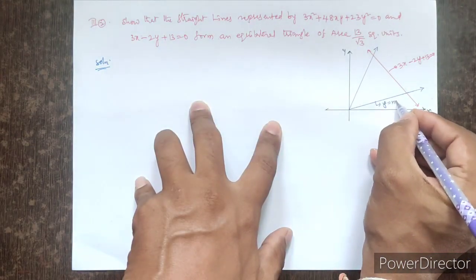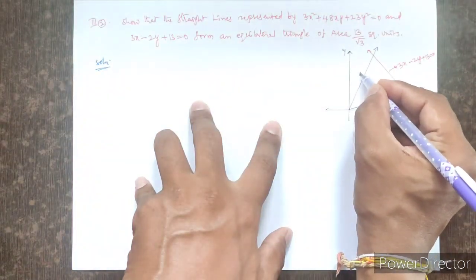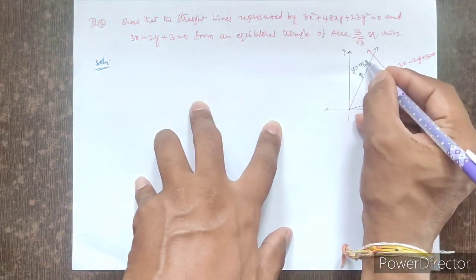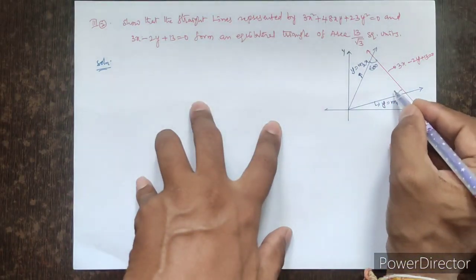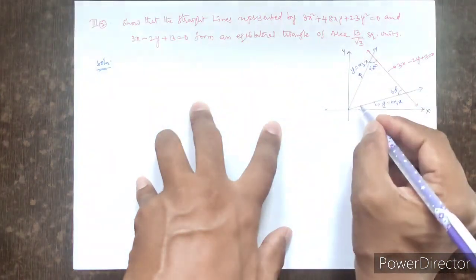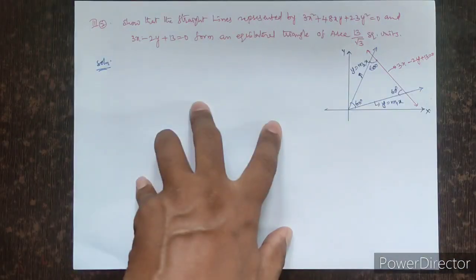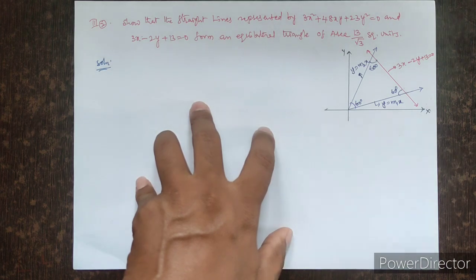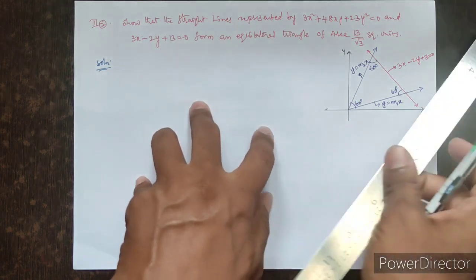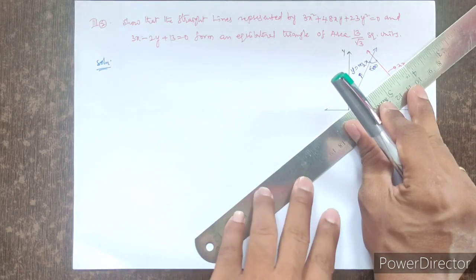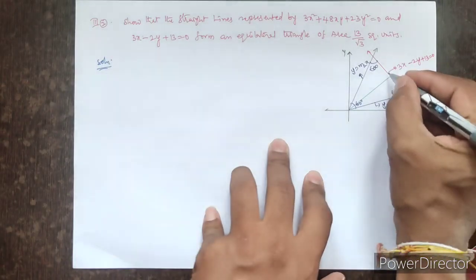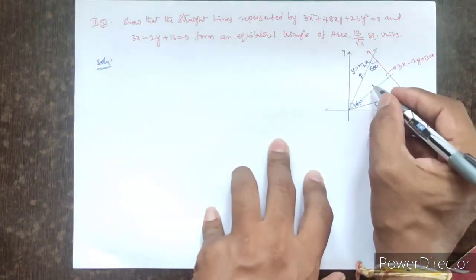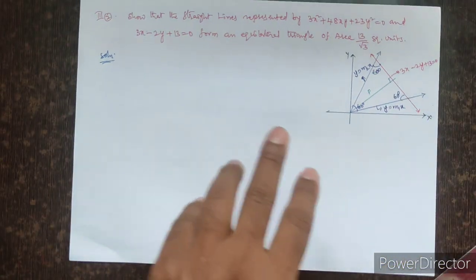y equal to m1x. This may be y equal to m2x. This is the 60 degrees slant. This is 60 degrees. Of course, this is also 60 degrees. And drawing a perpendicular line to find the distance from origin to the given line. This is P.